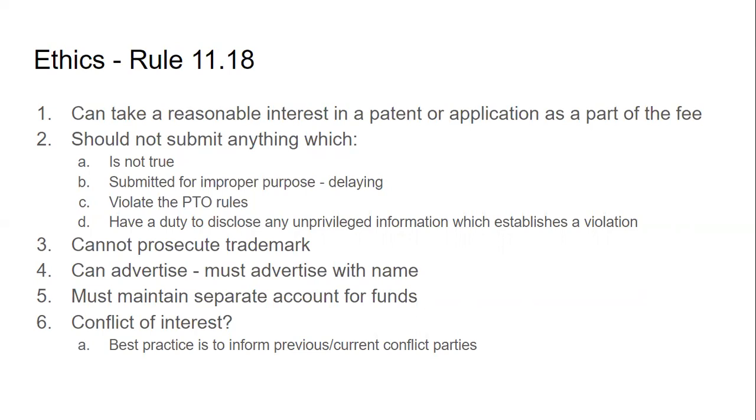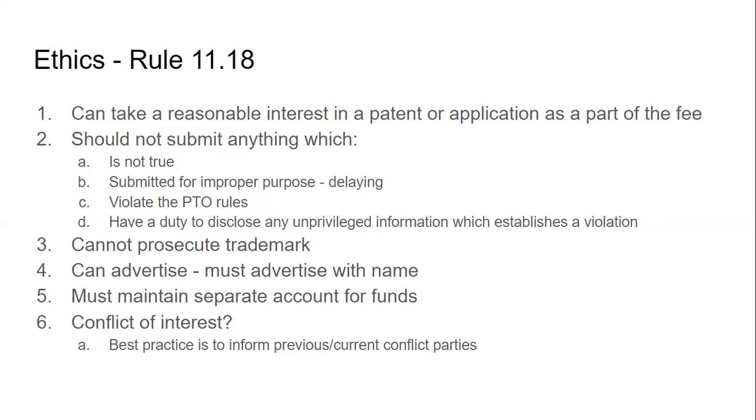But if a question does list that as an option, it's whichever one is probably the most modest, or just seems to be the most fair. Hopefully it would be a pretty black and white question in that case. And you shouldn't submit anything, this again is pretty obvious, that isn't true or is submitted for an improper purpose. So anything submitted as delaying, when you should just be doing a suspension of action, or anything that violates the PTO rules. And then of course we have a duty to disclose any unprivileged information which establishes a violation.